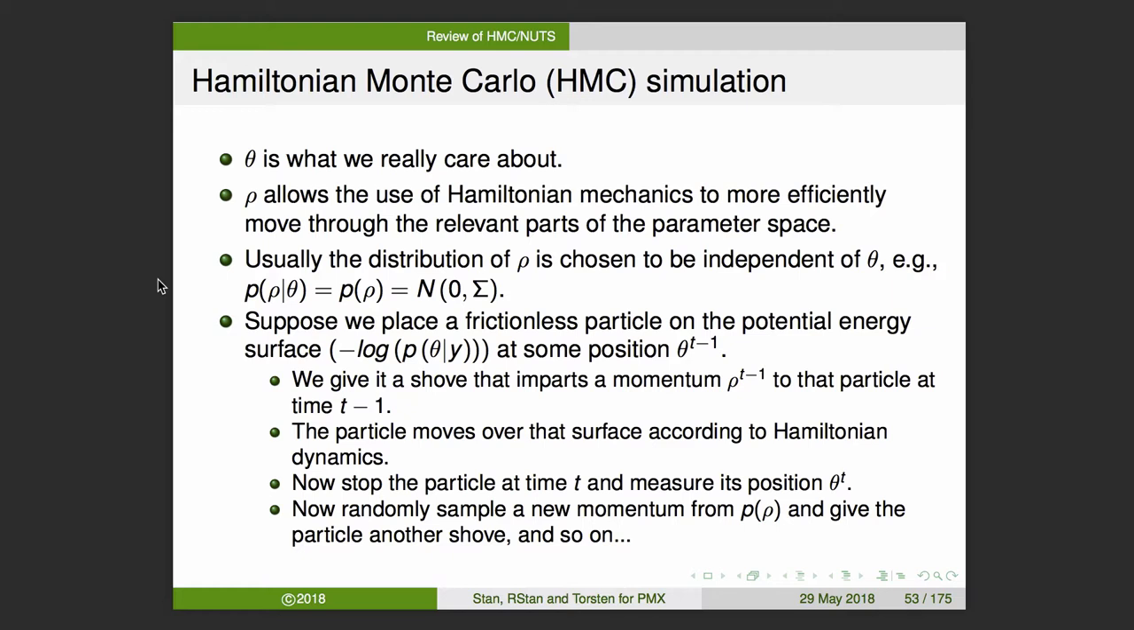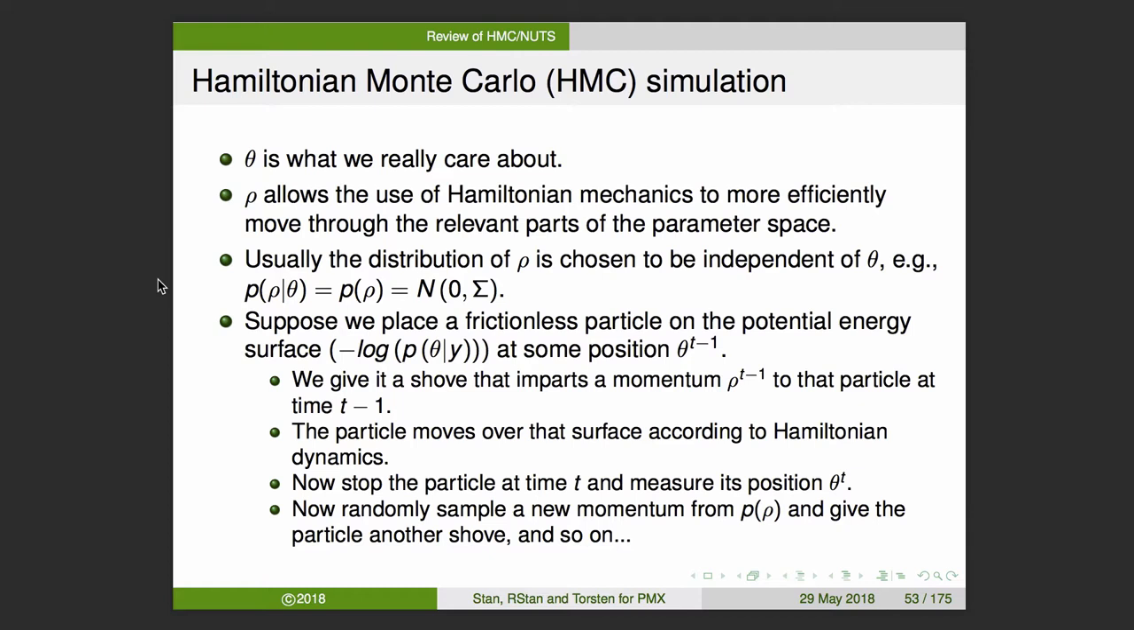Now suppose we take our frictionless particle and we give it a shove that imparts some momentum, rho. And here I'm going to put an index because we're going to be working discretely through steps here. So in fact, I forgot to mention, we're going to start at a position theta t minus 1. So we're going to move from theta t minus 1 to theta. But to get there, we're going to give this thing some random momentum at that same time, t minus 1. And then the particle is going to move over the surface according to Hamiltonian mechanics. So this potential energy surface is going to influence the path it takes. So where you start is independent of that, but where it goes is going to be influenced by it.